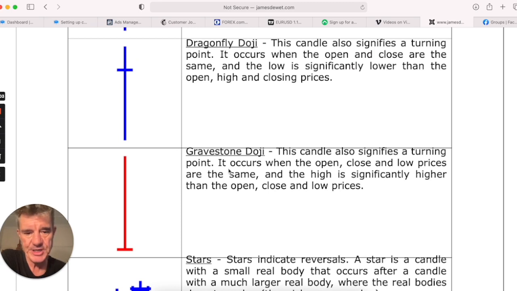The gravestone doji, this candle also signifies a turning point. It occurs when the open, close, and low prices are the same. So you can see there are three things that are the same there. The only thing that's different is the high price. The high is significantly higher than the open, the close, and the low. It's called a gravestone doji. Also signifies a turning point. And yeah, it's a good pattern.